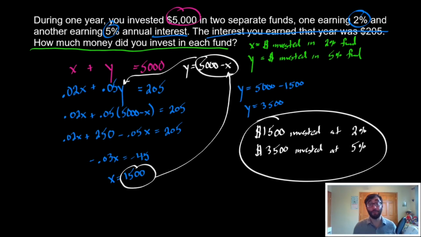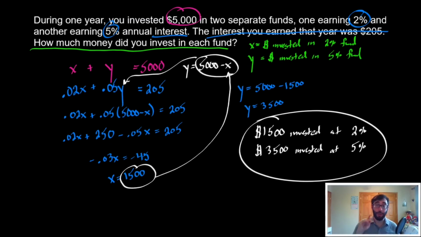So to find how much was invested in the other account, all I have to do is take 5,000 and subtract how much I invested in that 2% fund, and that left me with 3,500. So that tells me that $1,500 was invested in the 2% fund and $3,500 was invested in the 5% fund, okay? So that is another example, all right?